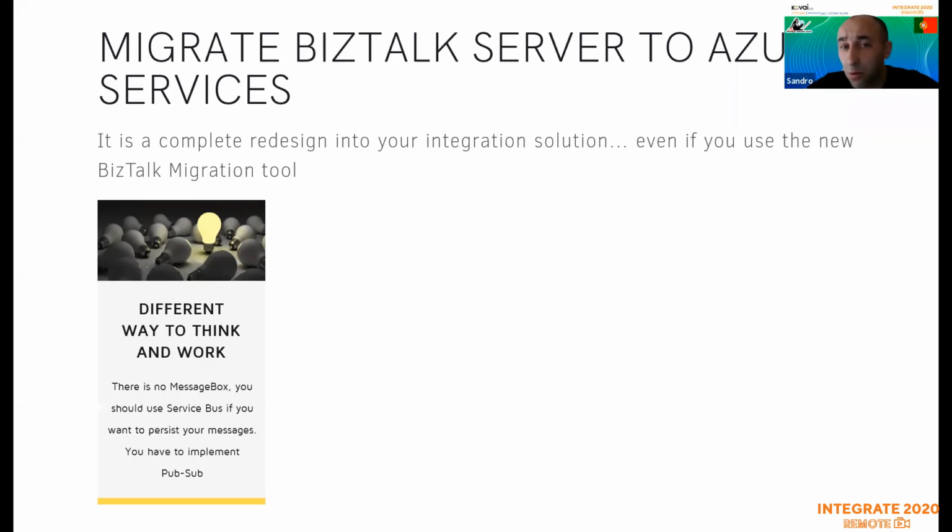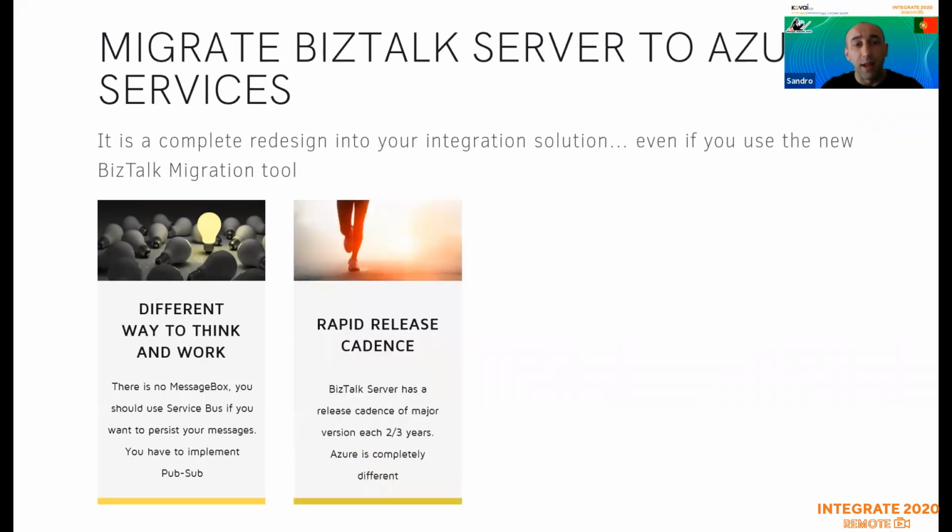You have no message box. If you want to use something like pub/sub or persistence, you need to use, for example, Service Bus. If you have custom code, you have to use Azure Functions. You don't have all the connectors, or the connectors will be different. So I hope it will be a tool that gives you many highlights and helps you migrate, but it's not the magic button.